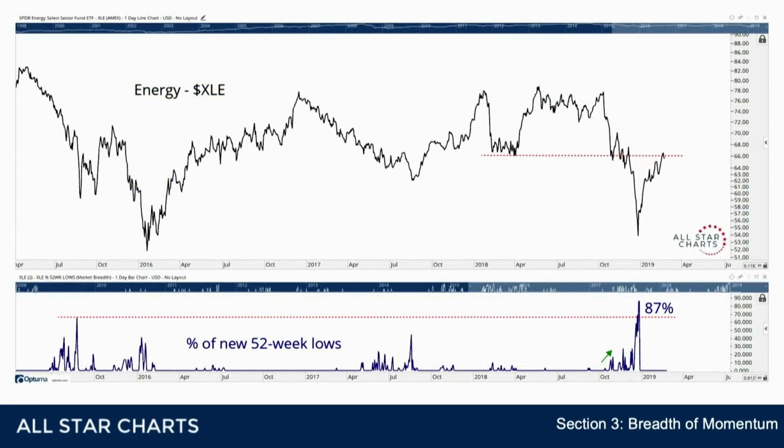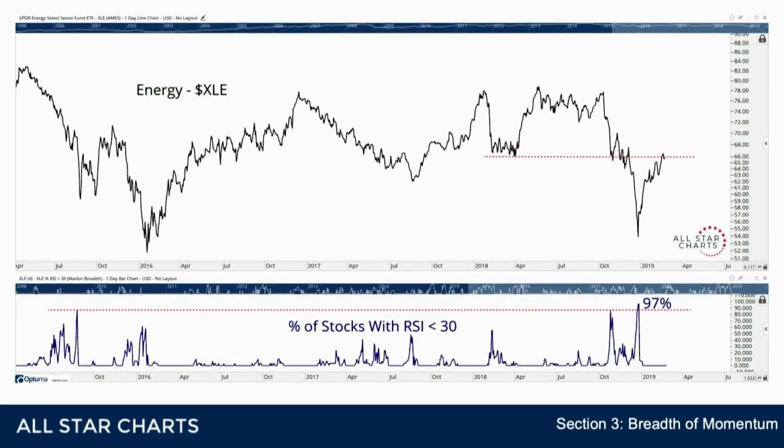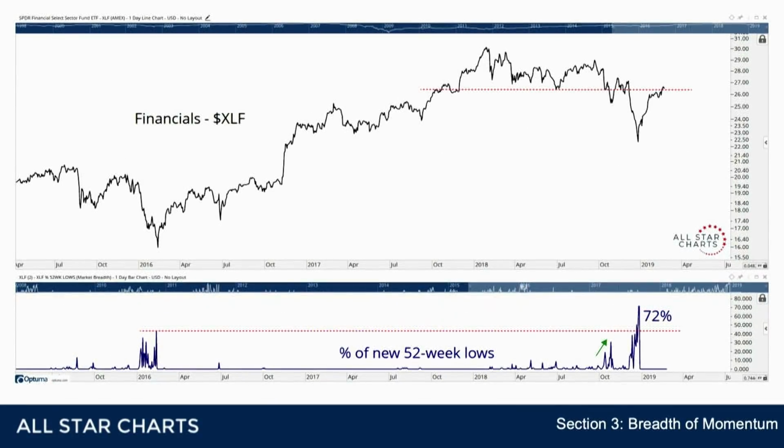So just showing we can do the same analysis for sectors or industries. We got energy here. 87% of the index hit a new 52-week low in December. So it's a lot of stocks making new lows. 97% of the index had RSI below 30. So again, these are very extreme readings. So it's something we want to pay attention to.